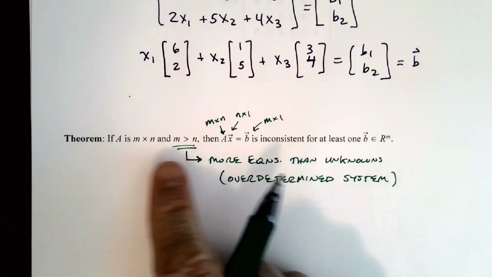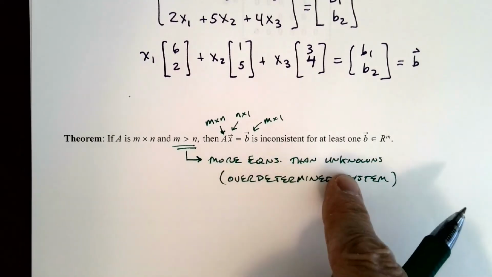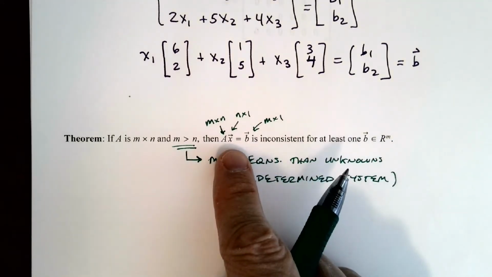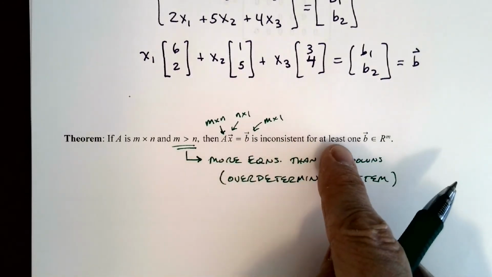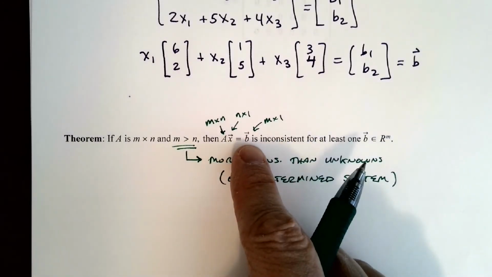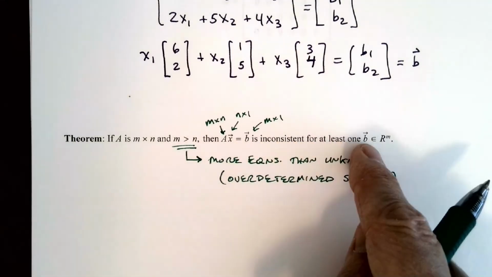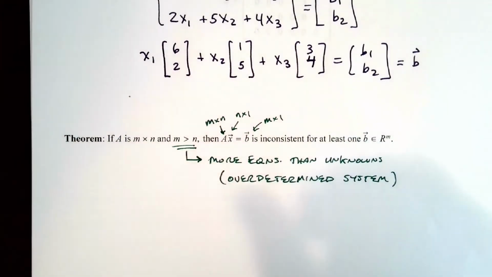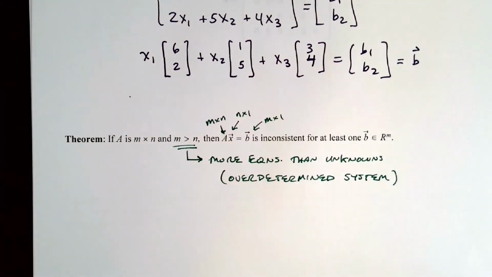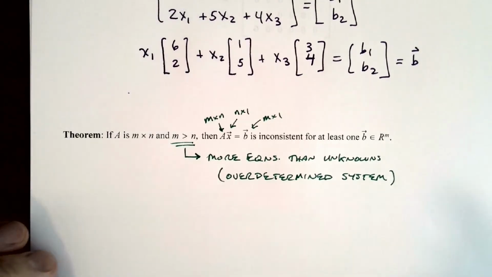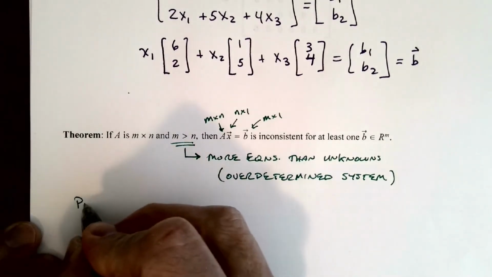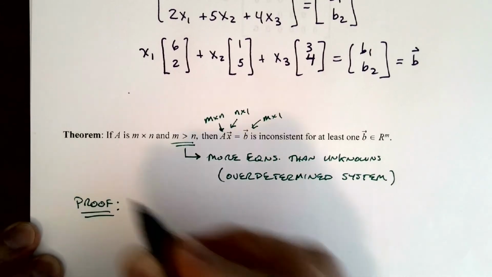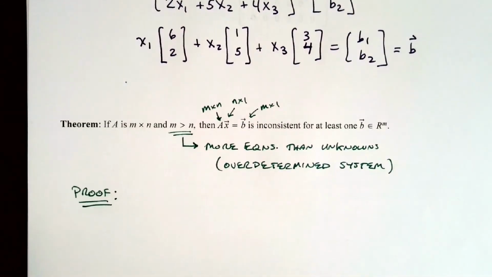And what it's saying is, if we have more equations than unknowns, then this system is going to be inconsistent for at least one such set of constants. Okay, it may be consistent for some, but there's at least one B in M space where the system would be inconsistent. This is an important thing to talk about when we talk about systems that are underdetermined or overdetermined. Being able to talk about whether the system is inconsistent or consistent is important.